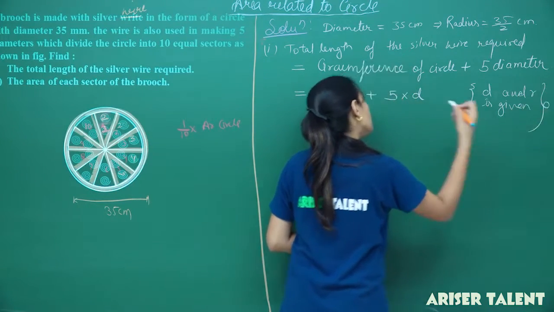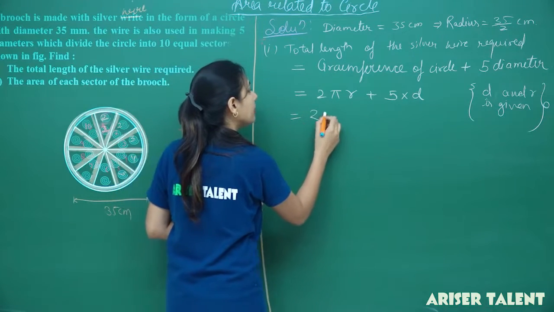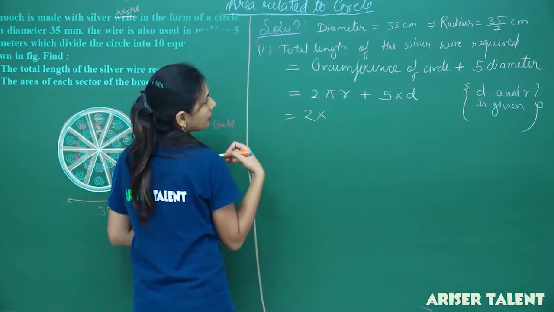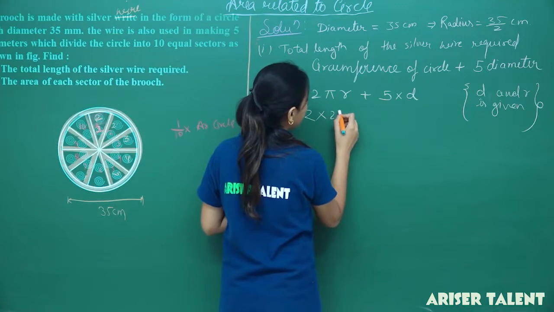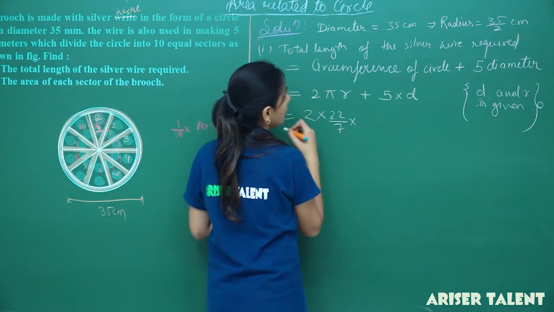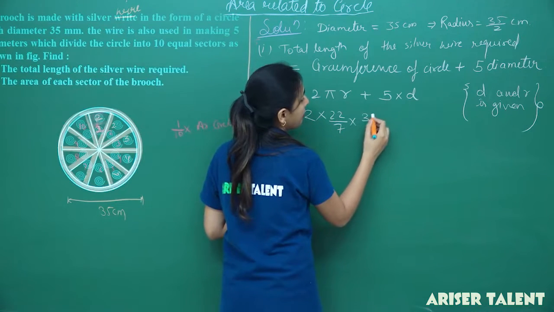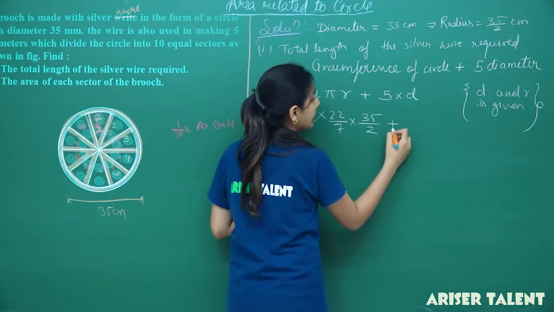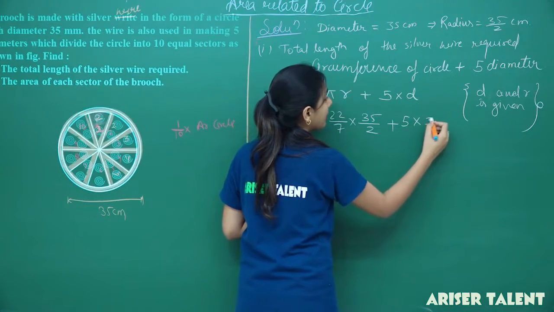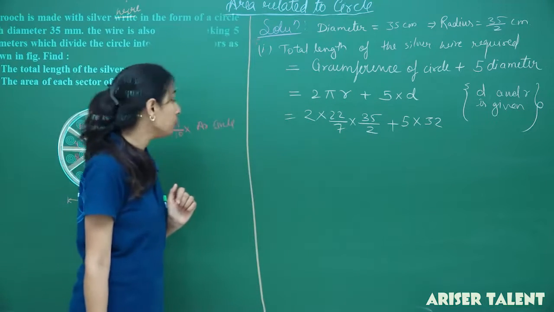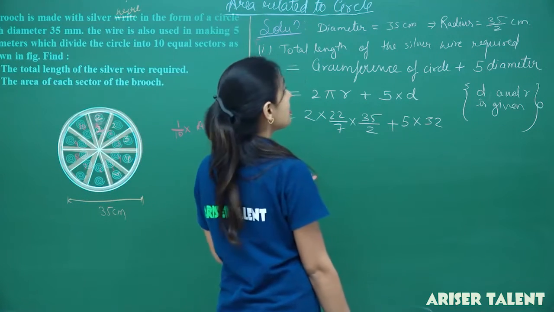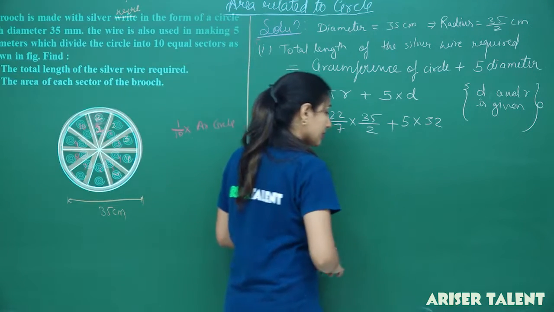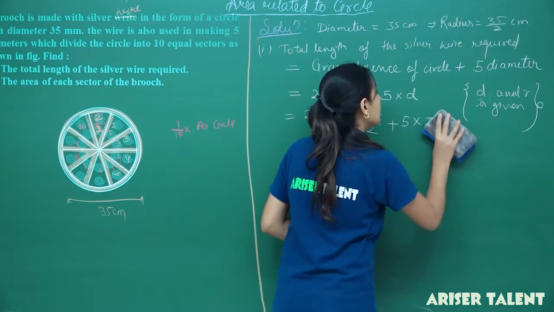So I'll just put the values right there. That will be 22 by 7, the radius is 35 by 2, and this will be multiplied by 32 only. Diameter is 32. Right? Am I mistaken with something? Yes, I am mistaken. It's not 32, it's 35. Diameter is 35.